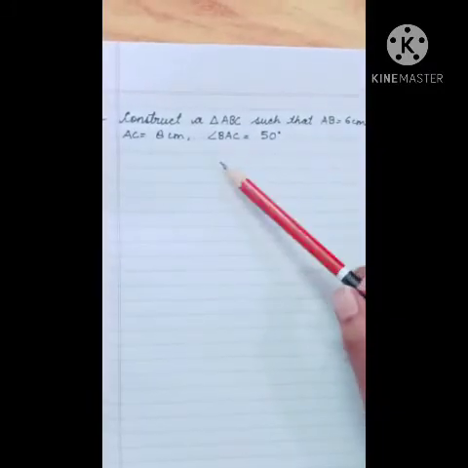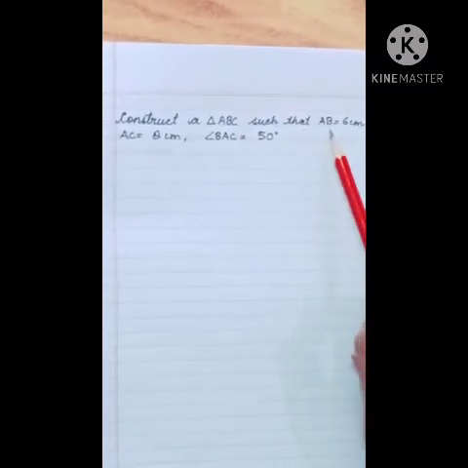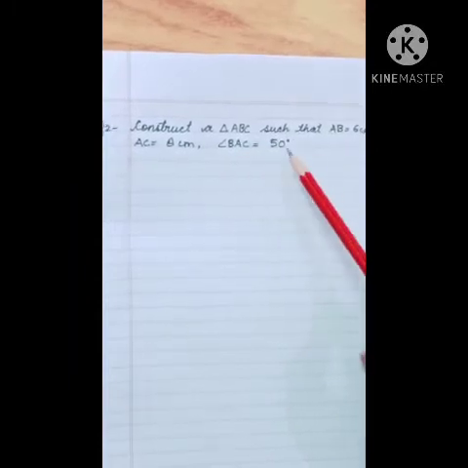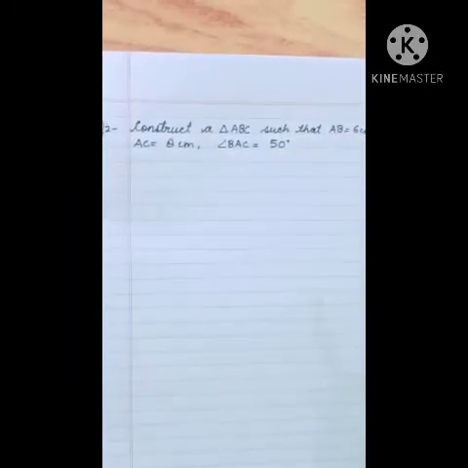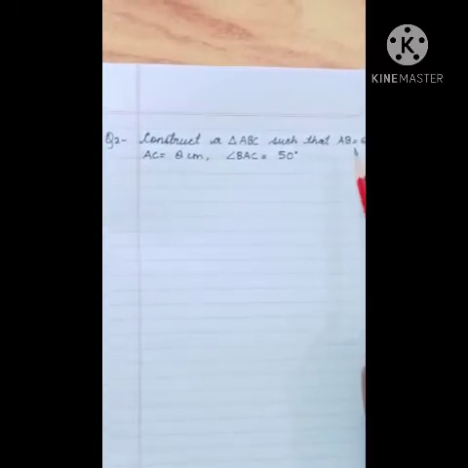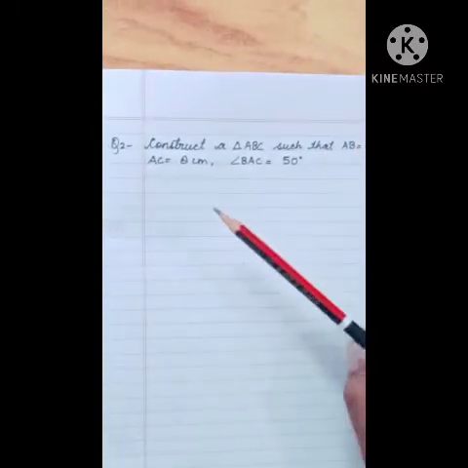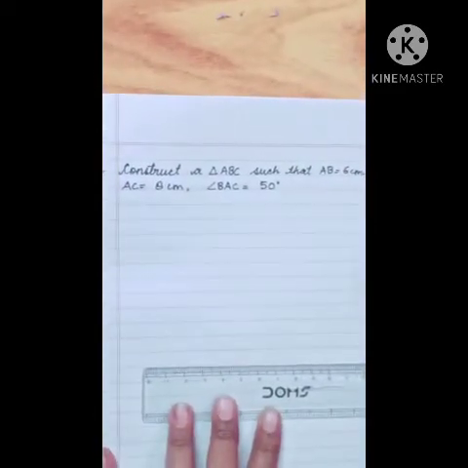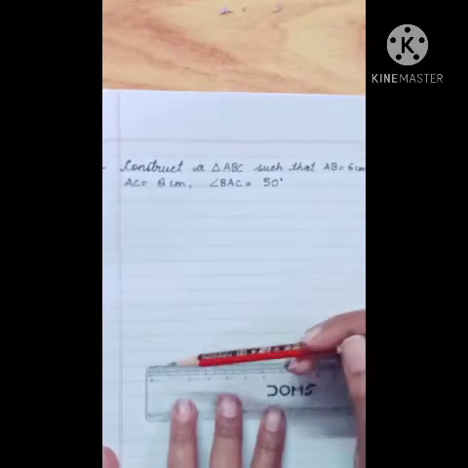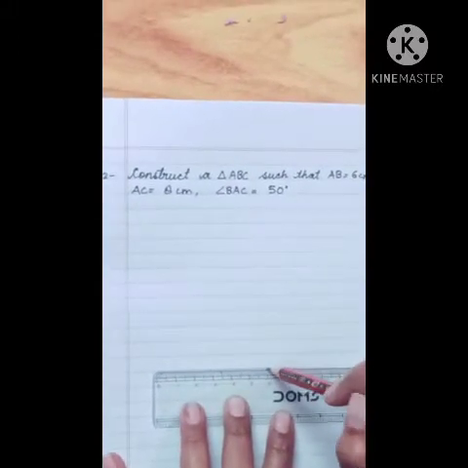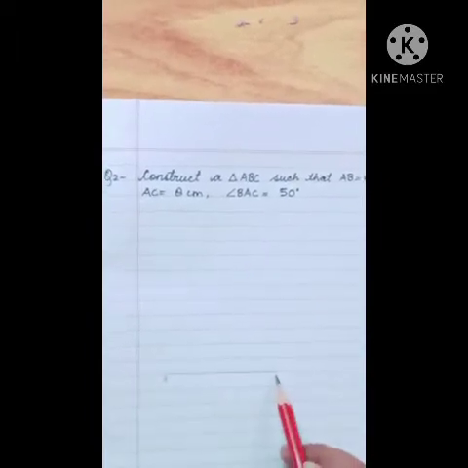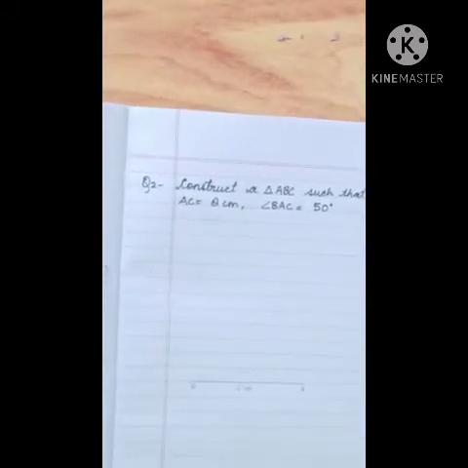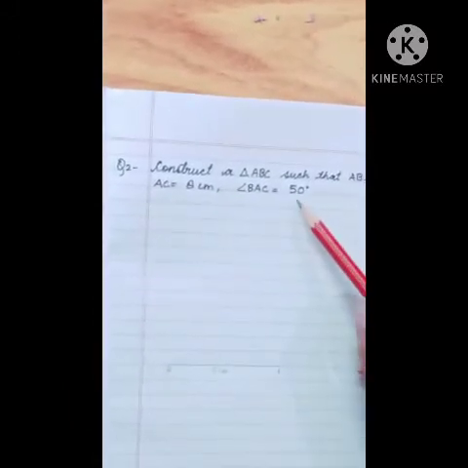Okay, now in this question, construct a triangle ABC such that AB is equal to 6 cm, AC is equal to 8 cm and an angle is given. In this case, two sides and one angle are given. So, in this case, again we draw a smaller line segment. It means 6 cm, okay. So, first we draw a line segment which is equal to 6 cm. Like this. This line segment is AB. This is 6 cm and then we draw an angle BAC equal to 50 degrees.